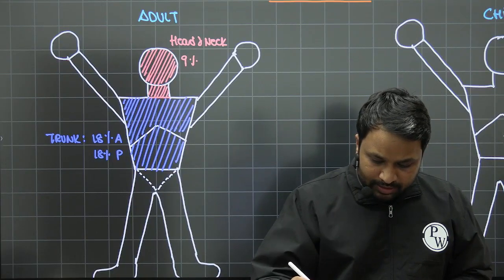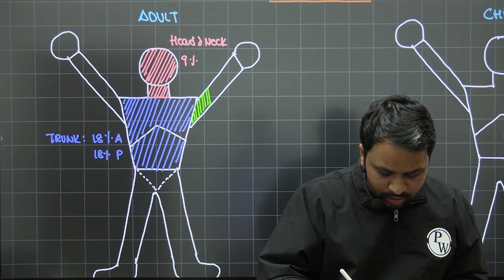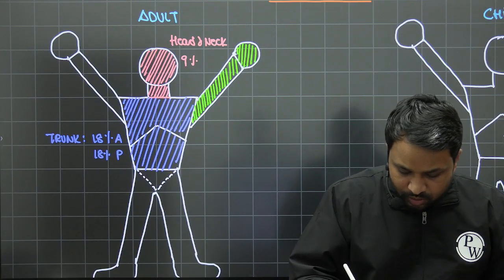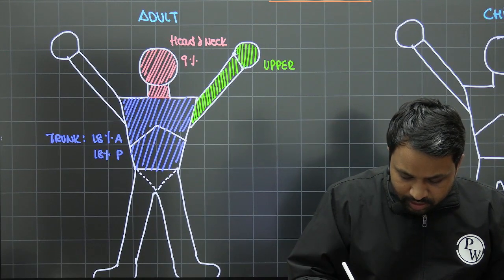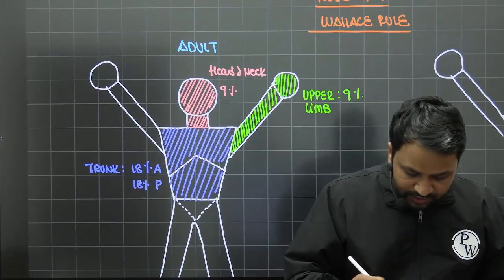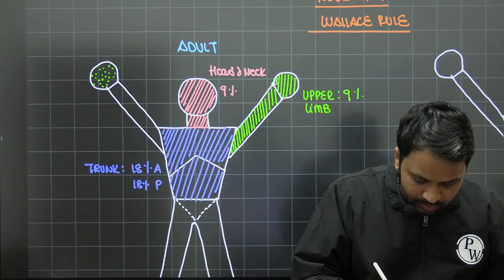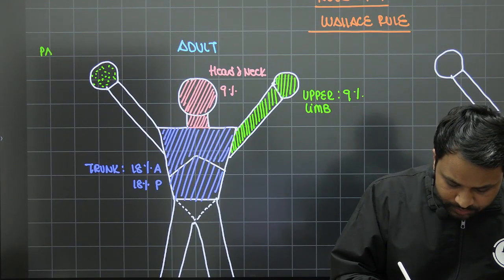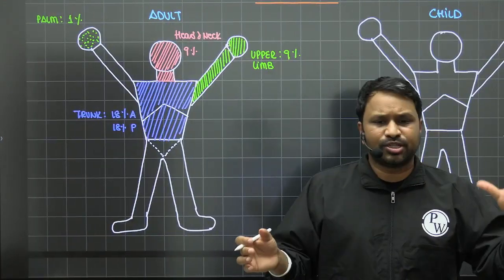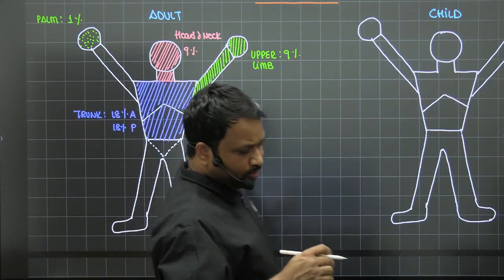Then you look at the upper limb, from the shoulder girdle all the way to the tip of the finger. This is what we call the upper limb. The upper limb is going to account for 9%. And if you look at the palm alone, the palm accounts for 1% of the total body surface area burnt. So it is also called the rule of palm, because based upon the palm you can see how much body surface area is burnt.